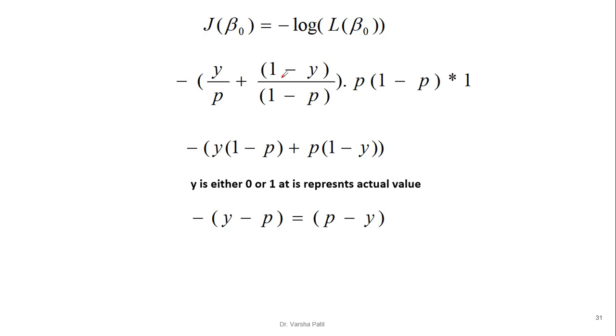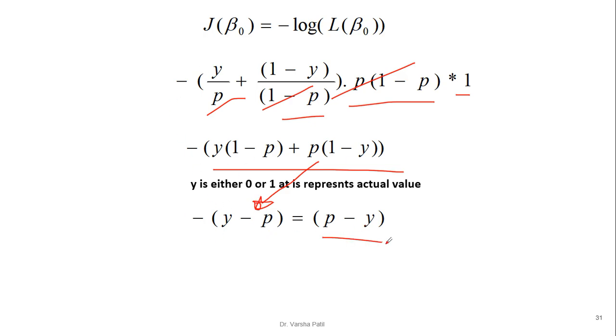Now here we will see the chain of derivatives in multiplication format. So it becomes y divided by p plus 1 minus y divided by 1 minus p. This is the first derivative. The second derivative is p into 1 minus p, and the third derivative is either 1, or for beta 1 it is x. So y into 1 minus p plus p into 1 minus y, and this and this get cancelled, so we are getting this value. This value is represented by y minus p, and I will explain why. As the negative sign is there, it becomes p minus y.